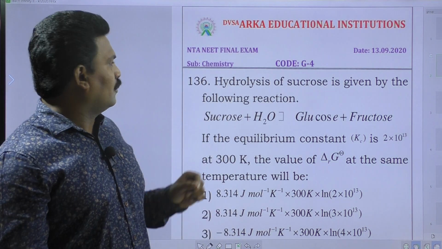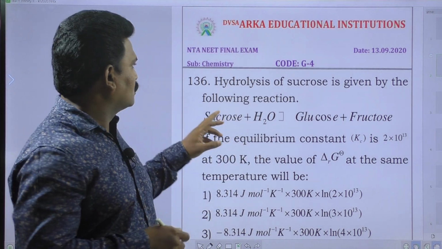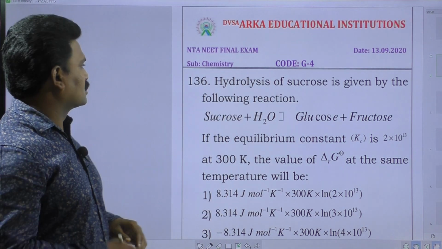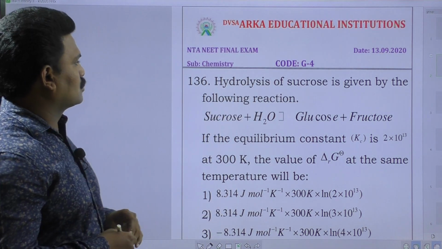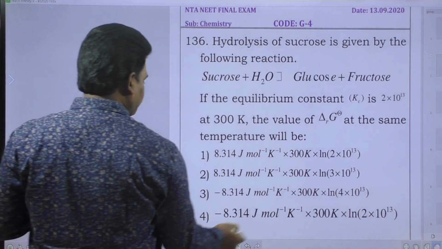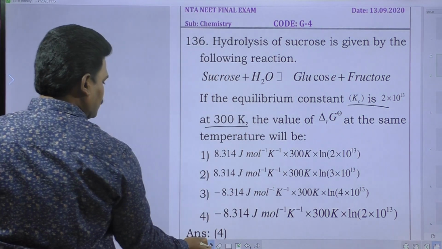Today I will explain the NEET final test paper code G4. Look at the screen. First question, hydrolysis of sucrose is given with the following reaction. In this question, the values Kc and 300 Kelvin temperature are given.